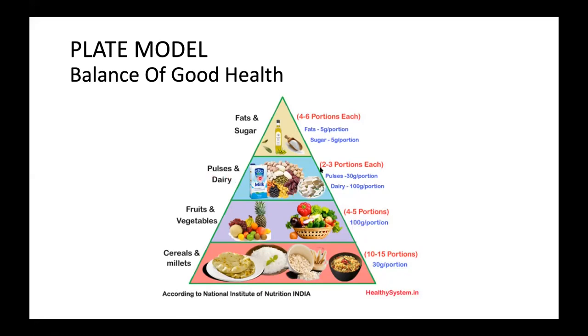And pulses and dairy should be 2 to 3 portions per day. Regarding the pulses, the per portion is 30 gram, meaning 60 to 90 gram per day. And for dairy products, consider 100 gram per portion. For fats and sugar, 4 to 6 portions each. For the fats, 5 gram is considered as one portion, and for the sugar, 5 gram is considered as one portion.